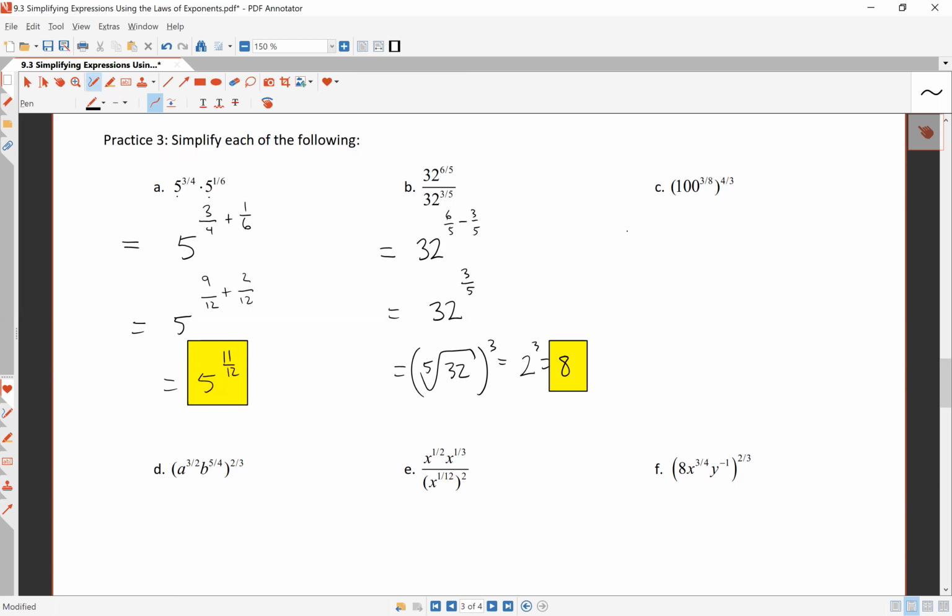Letter C. We have a power raised to a power. Those two powers multiply. The 3's will cancel out, and the 4 cancels the 4, leaving us with 1/2. 100 to the 1/2 power is the square root of 100, which leaves us with 10.